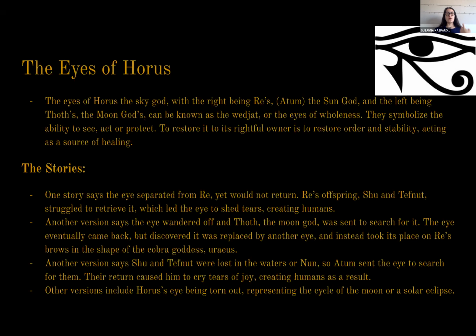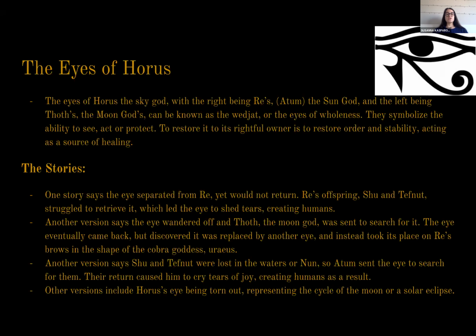There's also another story where the eye wandered off and Thoth, the moon god, went to search for it. When the eye came back, it discovered that it had been replaced by another eye, and it was angry. So it instead took its place on Ra's brow in the shape of the cobra goddess, the Uraeus, and that's what pharaohs used. They put a symbol on their brows to show their authority and their connection to Ra, the sun god.